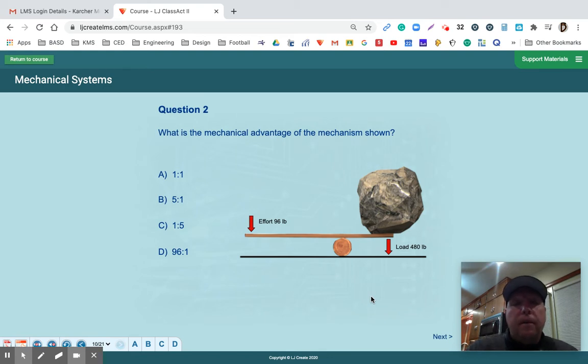So take a moment right now, answer this question. What is the mechanical advantage of the mechanism shown? So what do we know? We know that it's a load of 480 to 96. So what would be the ratio? We want to see how many times 96 goes into 480.